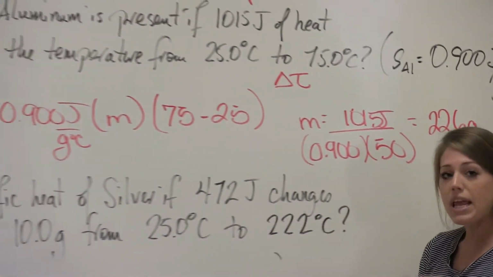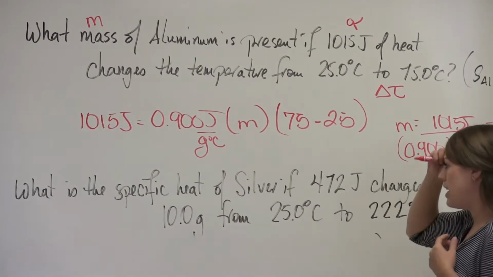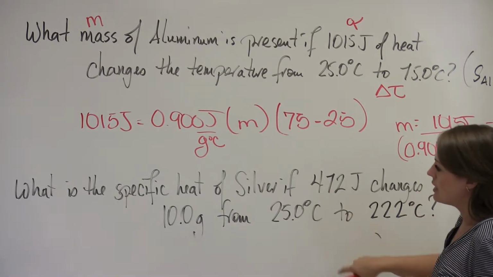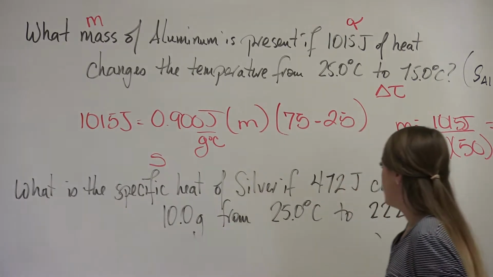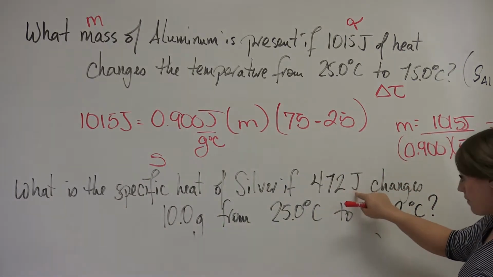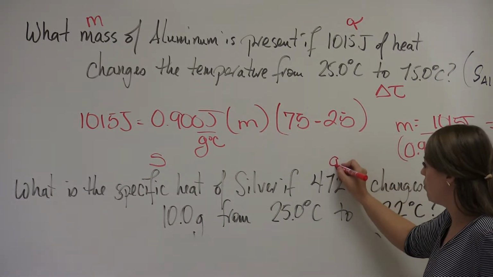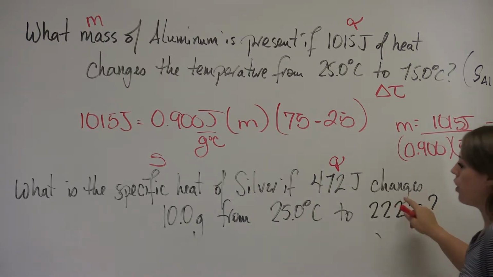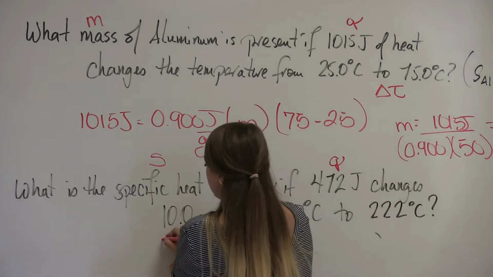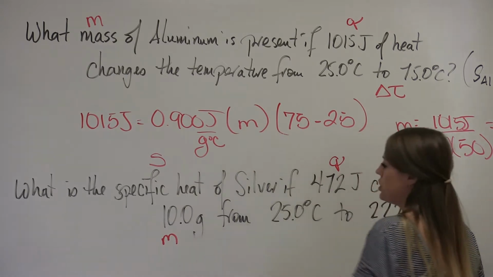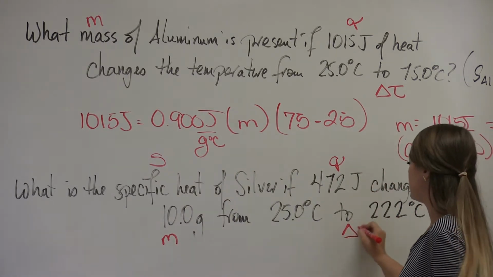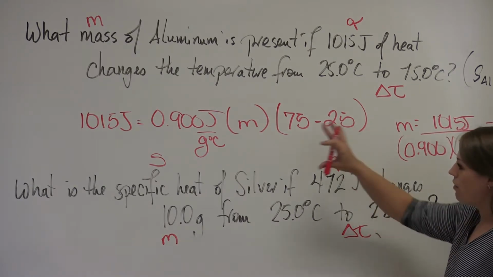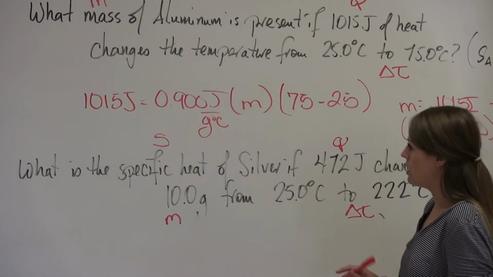Now let's do a different one, where we calculate the specific heat, so the specific heat isn't given to you. It says, what is the specific heat of silver? So we're solving for S here. If 472 joules, so this is Q, change 10 grams, which is my mass, from 25 to 222, which is my delta T. We've got everything we need, so we're just going to plug it into our equation.